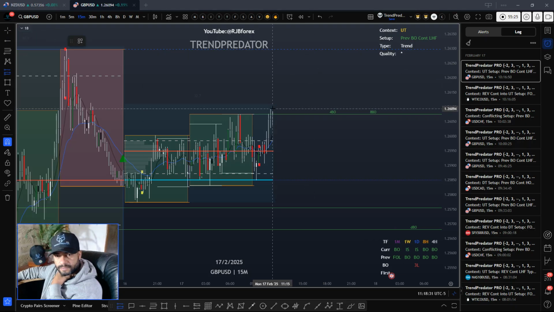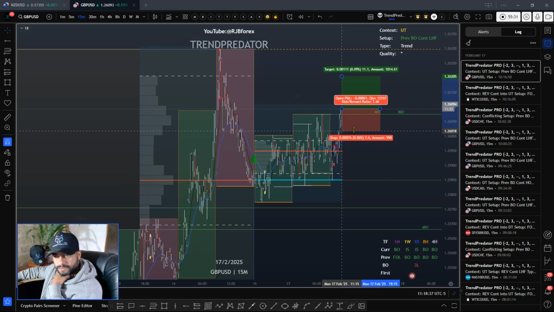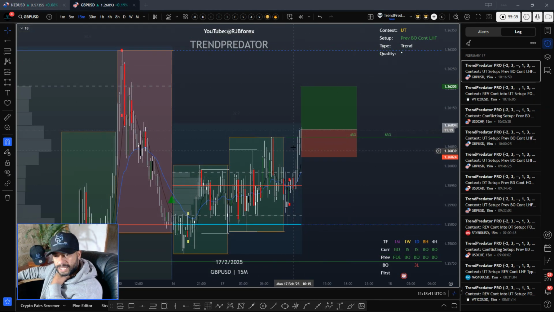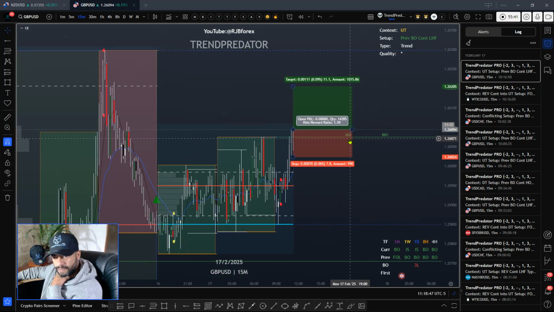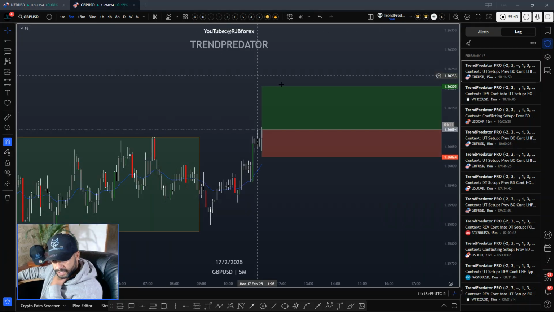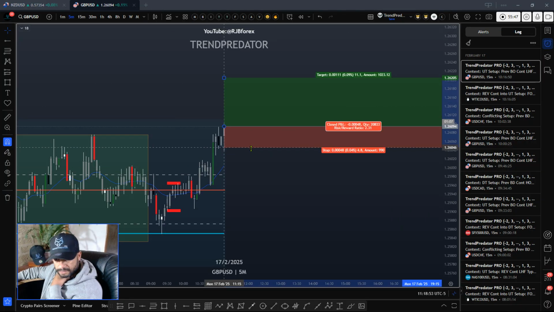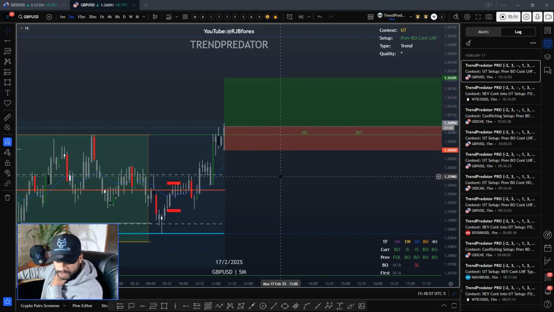Long. What are we targeting? Do we get a decent risk to reward? Not really, so not interested in this. This could easily rally up into the value area high and meet resistance. 5-minute chart, what does it look like? Again, not really ideal in terms of risk to reward.